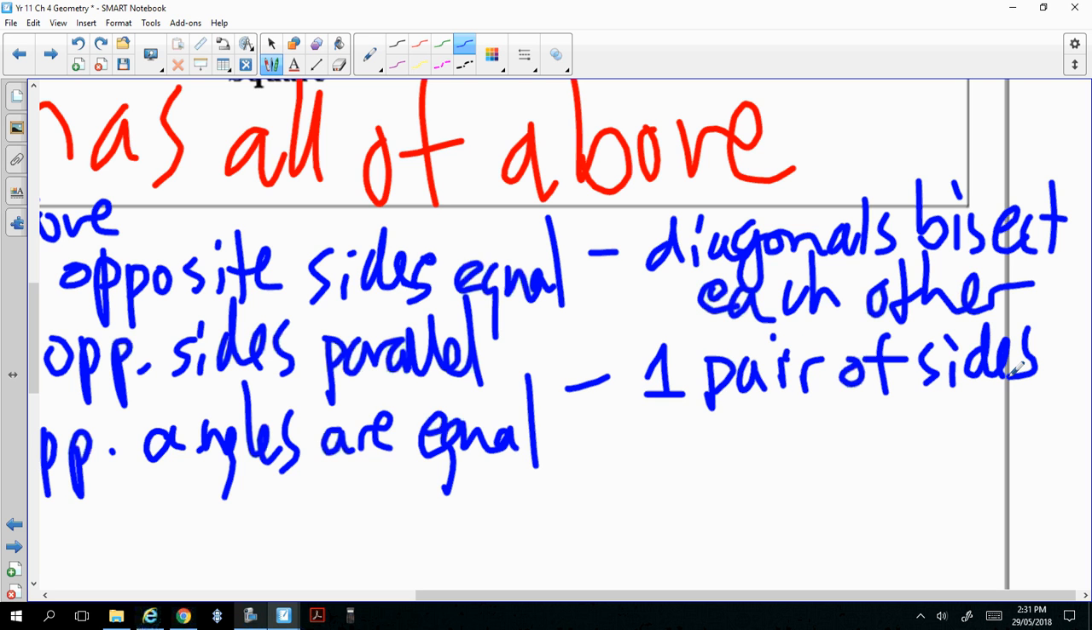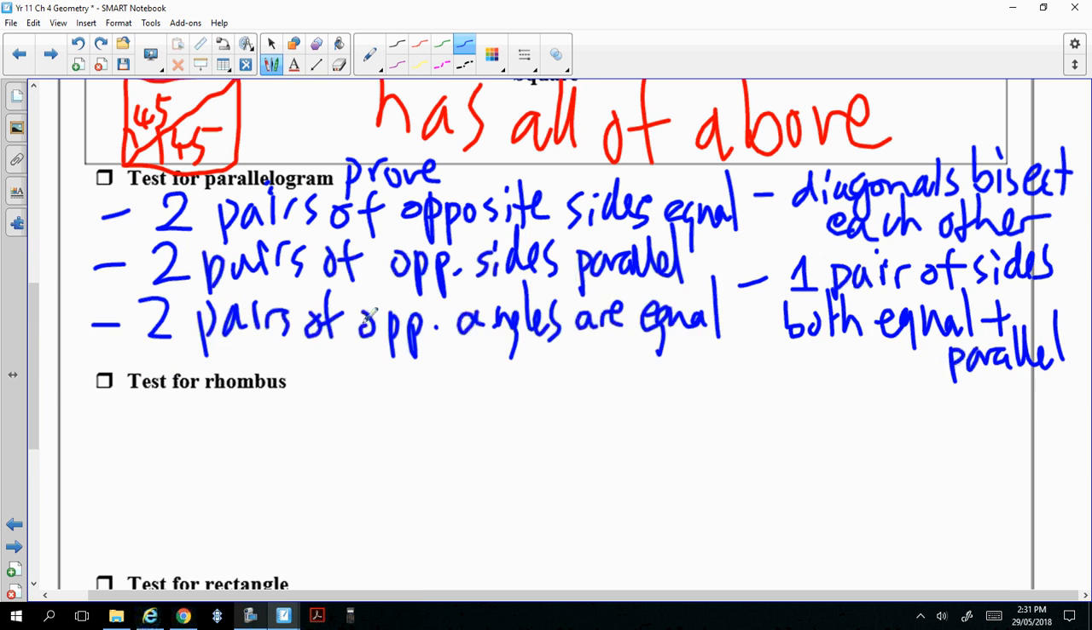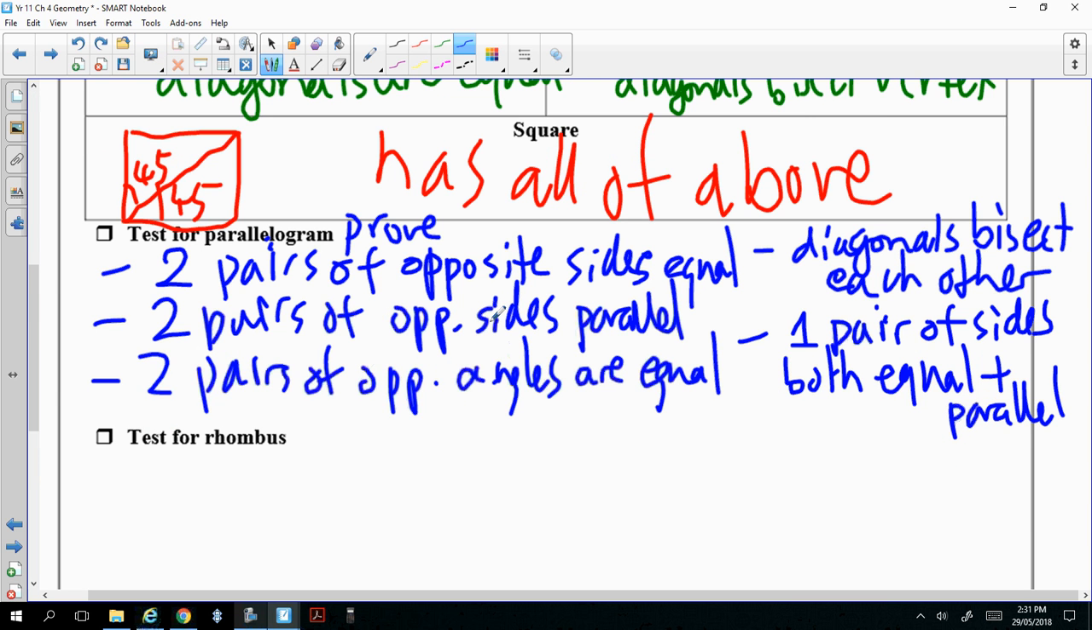The 5th test is a combination of sides equal and parallel, except that you only prove 1 pair, whereas the other one you prove 2 pairs of sides equal or 2 pairs of sides parallel. But if you prove 1 pair, it has to be both equal and parallel, and it has to be the same pair.